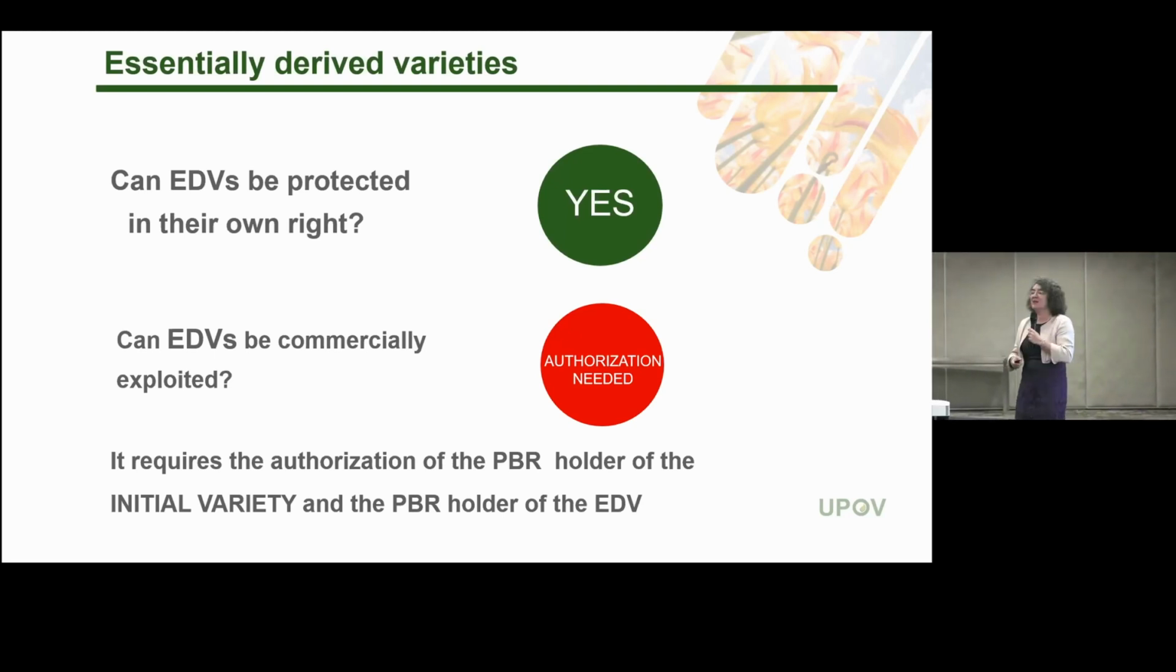Yes. So it will be the same conditions of protection as any other variety. So if Ms. Lely receives an application, and this application is an essentially derived variety, the same procedure as for any other variety, the same conditions of protection, will apply. So novelty, distinctness, uniformity, and stability.